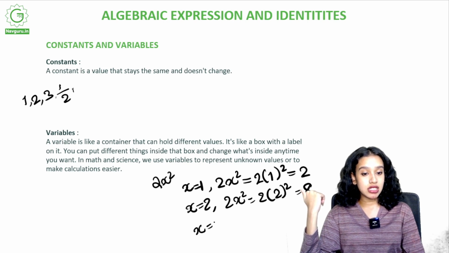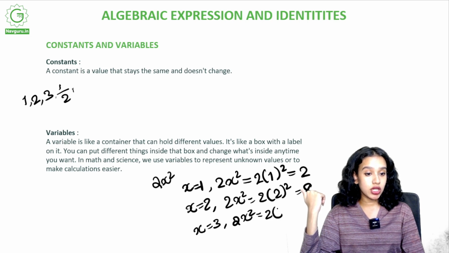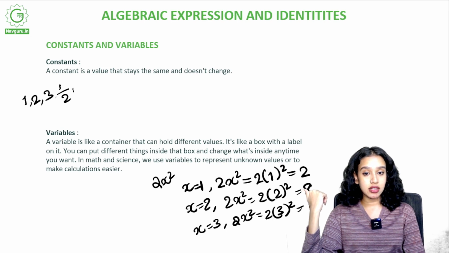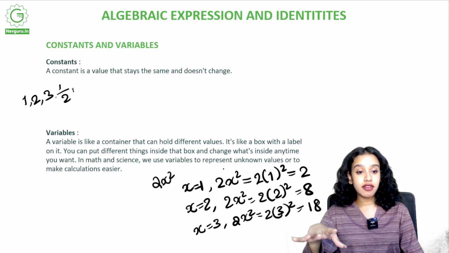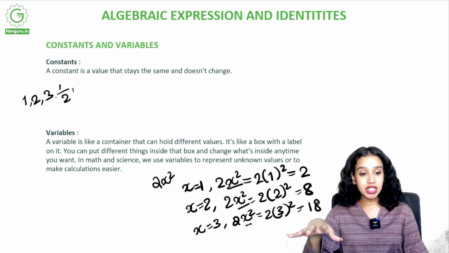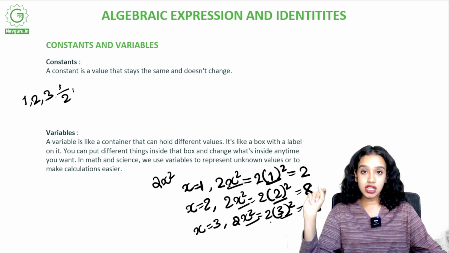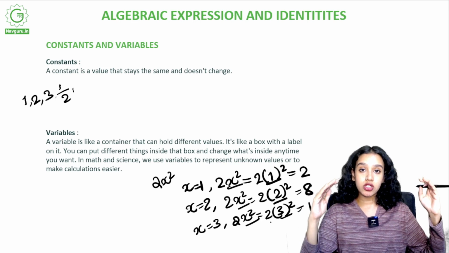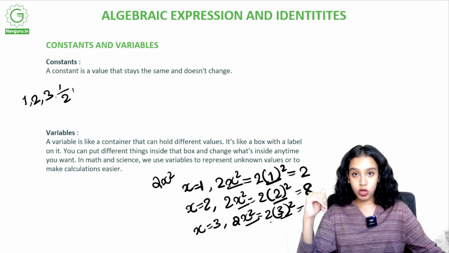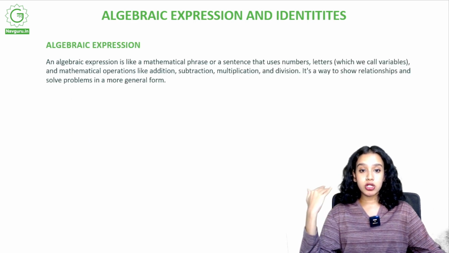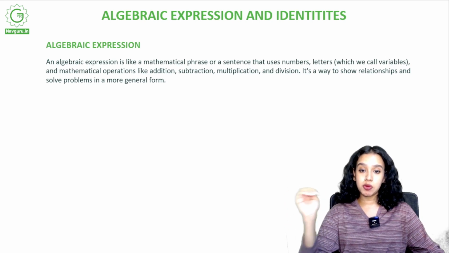Now, if I put 3 here, I get 2 into 3 the whole square. 3 square is 9 and 9 2s are 18. So here the variable is x, right? That is, we're changing the values of x in this equation. I hope that you're clear with what is constant and what is variable. Now let's move on to the next topic, which is algebraic expressions.